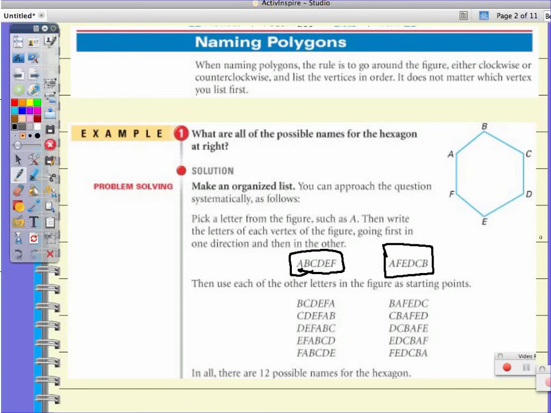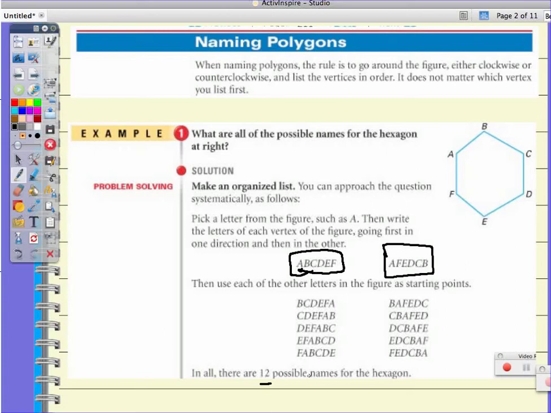Now, in order to make sure that we are listing all of the possible names, we can then go to the next letter of the alphabet, go clockwise and counterclockwise. Go to C, then go to D, E, and finally F. And finally getting to that there are 12 possible names for the hexagon.